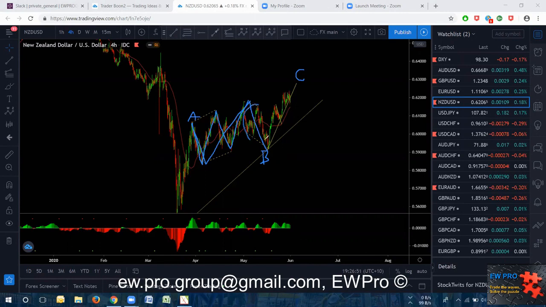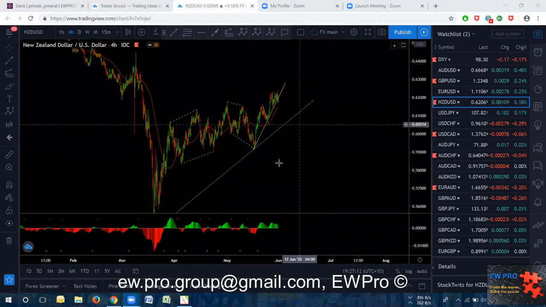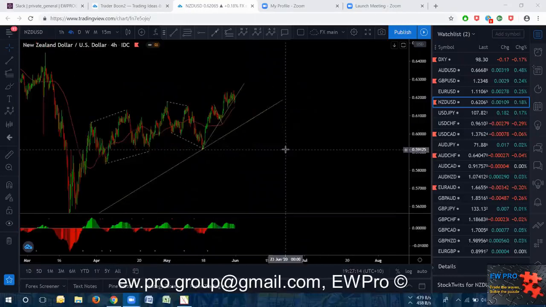But we do have this correction in here. So it's very tough to know exactly what. I'm sort of looking at it as this A, B, and we're getting this C up on the daily. So again, we're getting a lot of bearish divergence.